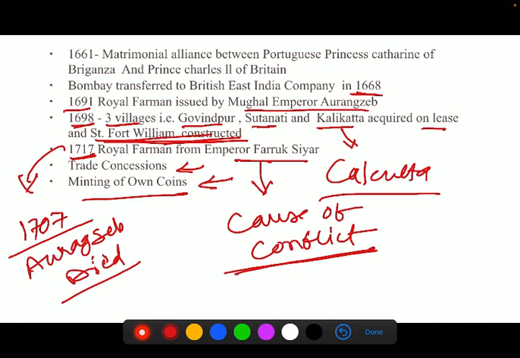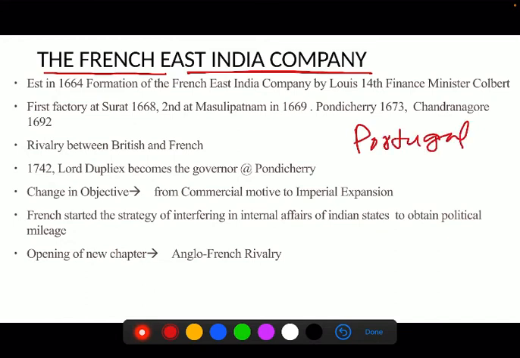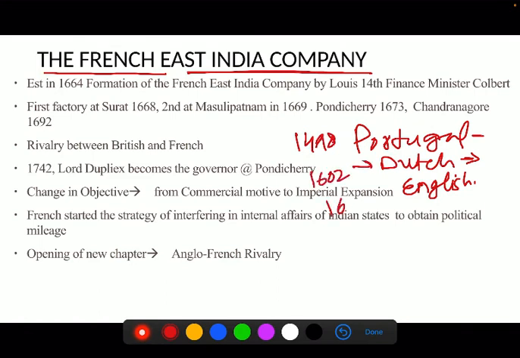So this is the story till now. Now the next European power which we are going to discuss is the French East India Company. We have discussed Portugal, Dutch, English, and this is the order of their coming to India: Portuguese 1498, Dutch 1602, English 1604, and now French in 1664.